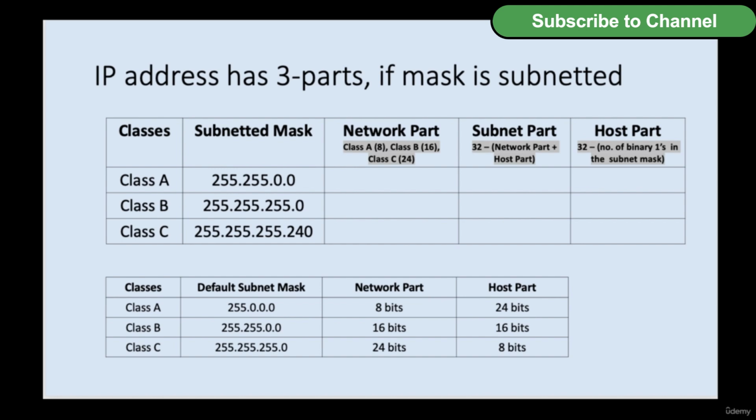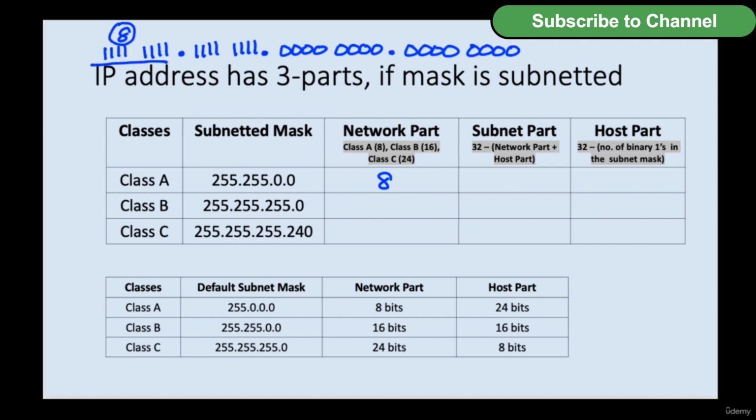So, the first thing that we have to determine is the network part, and the criteria to determine the network part will remain the same as it was in the case of the default subnet mask. So, the network part will be 8 bits long. The next thing, to determine the host part, we need to determine how many binary ones are present in the subnet mask. We already know that the binary conversion of 255 is 8 binary ones. So, the binary conversion of the given subnet mask will be this. So, it has 8 binary ones and 8 binary ones. So, altogether 16 binary ones. So, 32 minus the number of binary ones, that is 16, and the answer is 16.